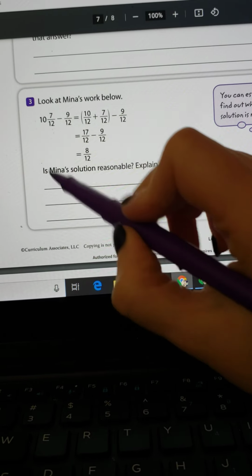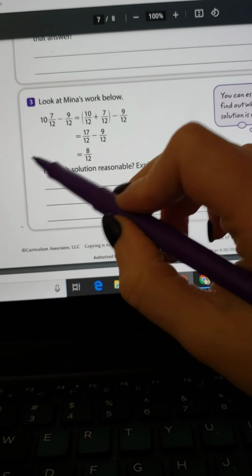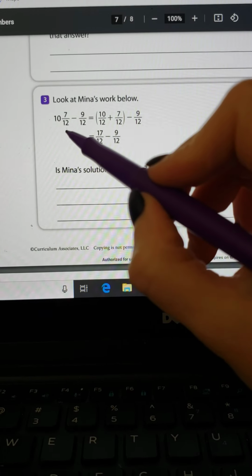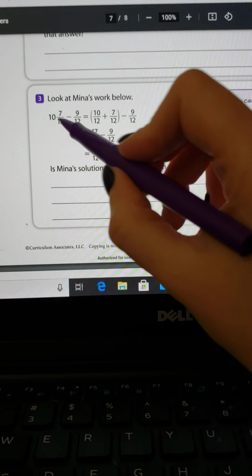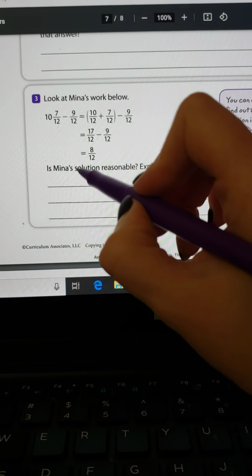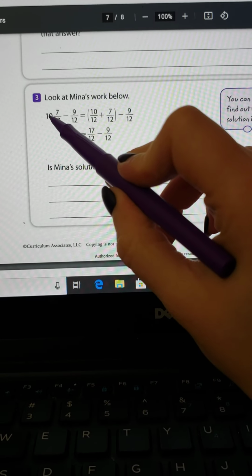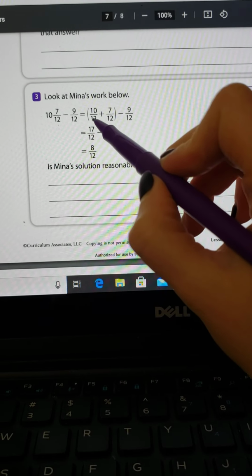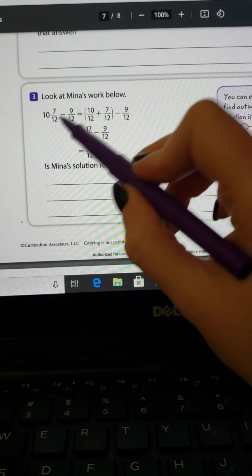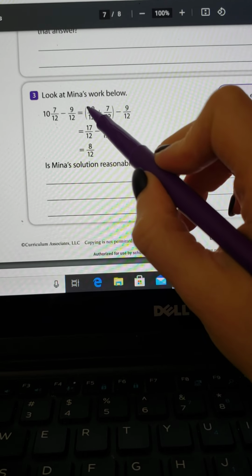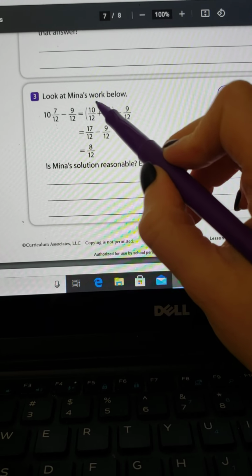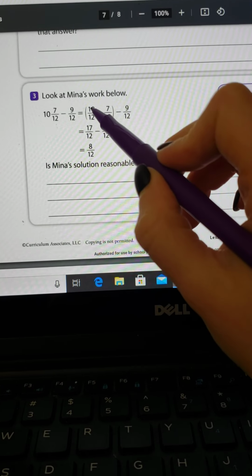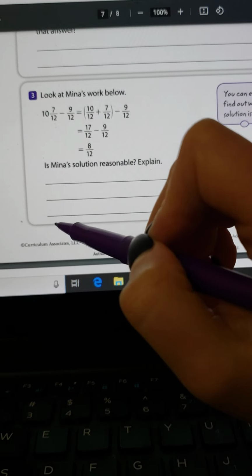What I should have for 10 wholes, it would be like if I had 10 pizzas, and each of them had 12 slices. If I want to know how many slices there are all together, I would multiply 10 times 12. So basically, what Mina has done incorrectly is she's just put her whole number on top of a denominator instead of multiplying. So this should be 120 over 12, because that is what 10 times 12 equals.